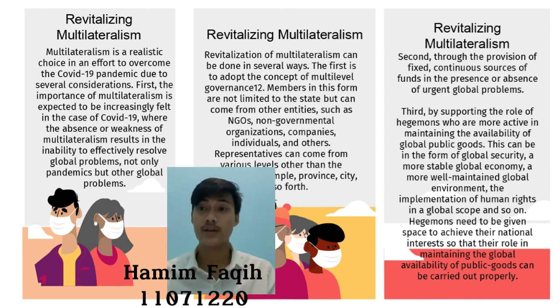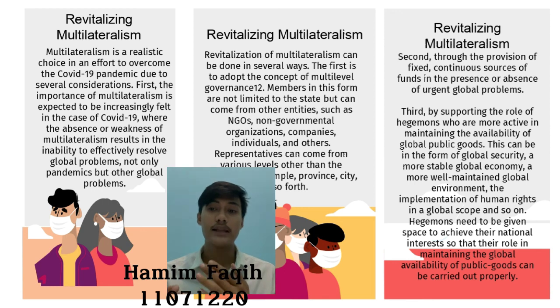Second, through the provision of a fixed, continuous source of funds, even in the absence of urgent global problems. Third, by supporting the role of hegemons who are more active in maintaining the availability of global public goods. This can be in the form of global security, a more stable global economy, a more well-maintained global environment, and also the implementation of human rights in a global scope and so on. Hegemons need to be given space to achieve their national interests so that their role in maintaining the global availability of public goods can be carried out properly.